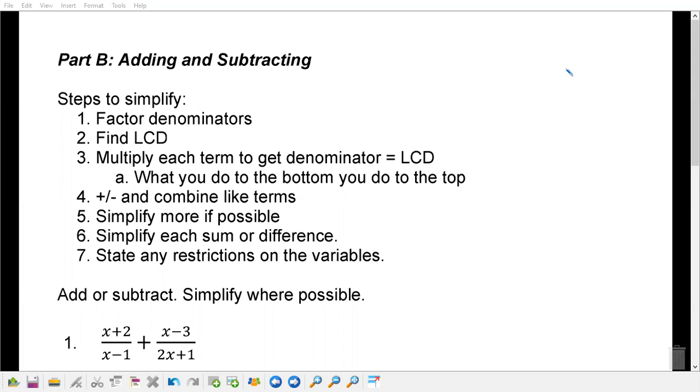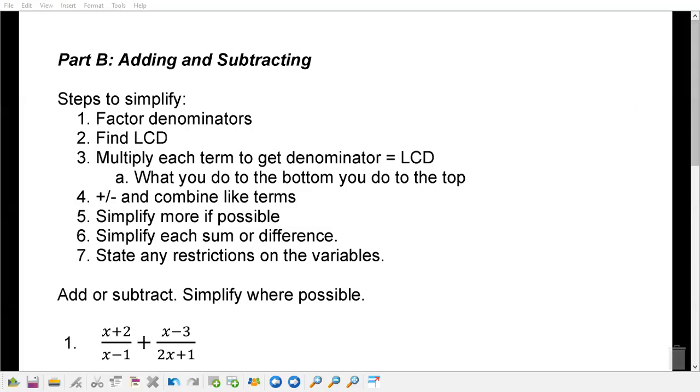Then remember, what you do to the bottom, you do to the top of your rational. And then 4, we're going to add and subtract and combine like terms and all that fun stuff. And then 5, we're going to simplify more if possible. Then 6, simplify each sum or difference even more if necessary. And then 7, we're going to state any restrictions on the variables. Okay, that is our plan of action.